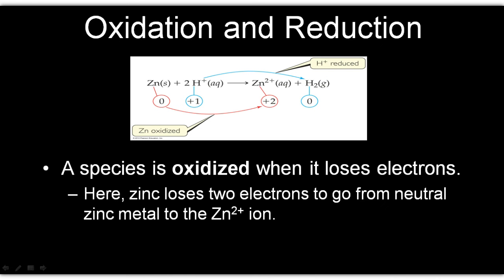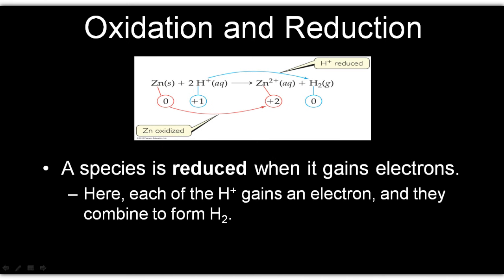So one of the things we mentioned before is if something is being oxidized, that means it's losing electrons, LEO. So losing electrons is oxidation. And the other side of it is something is gaining electrons. We say that it's being reduced. And I think we're pretty comfortable with that. So gaining electrons is being reduced, losing electrons is oxidation.